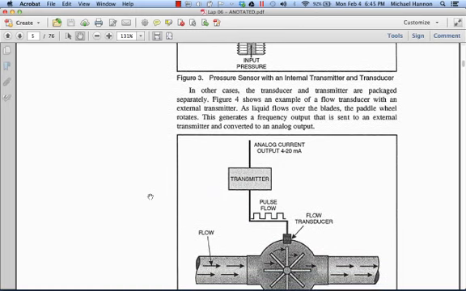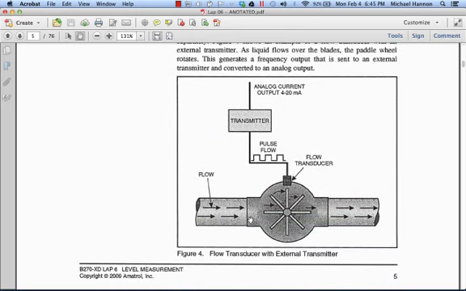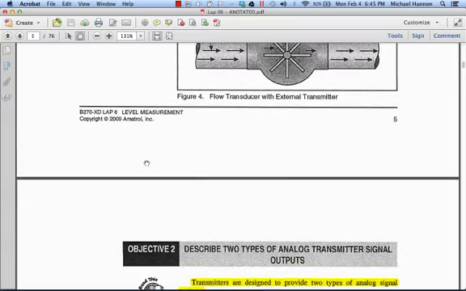Now, another one where you have the transmitter separate from the transducer is like here in this flow example, where you have the paddle wheel, which gives us some kind of transducer from the flow of the water to the speed. It gives a pulse flow output, lets you know how fast it is. But this does not transmit it to the controller. You have to have a separate device, which is called the transmitter, to actually send it to the controller, and then it gives the analog current output of 4 to 20 milliamps.